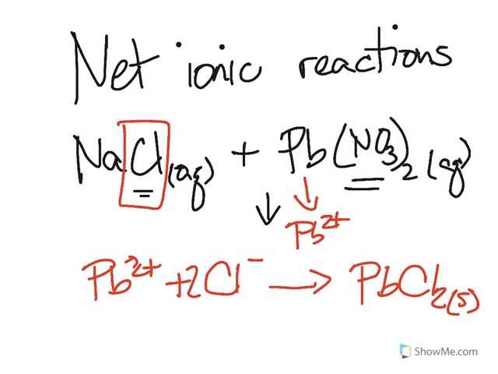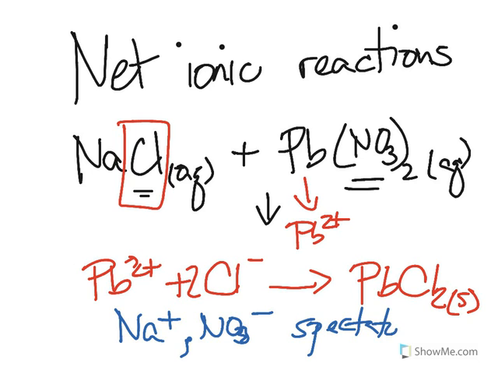Now the only thing that we need to make sure that we note is the spectator ions. Well, the spectator ions in the solution are the ions that remain dissolved in the water solution. In this case, the spectator ions would be Na+ and NO3-. They just happen to be remaining in the solution and not bonded to anything else. So these are, again, the spectators. Alright, and then that's it.